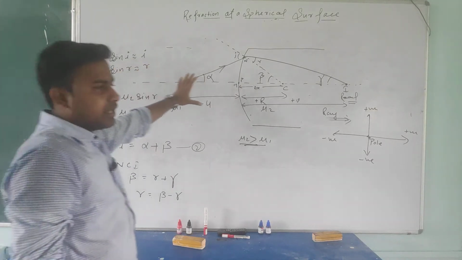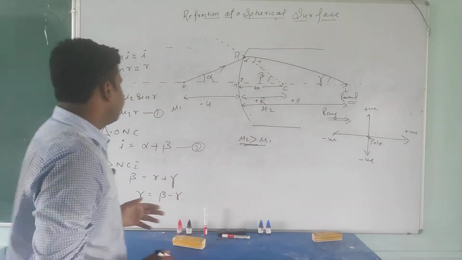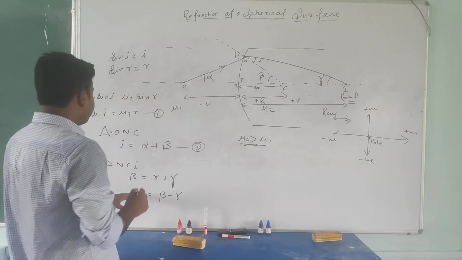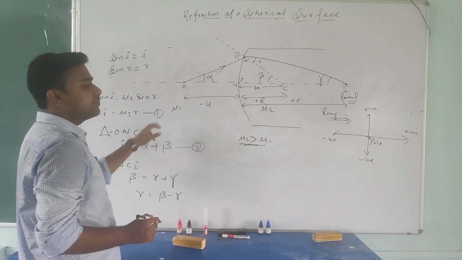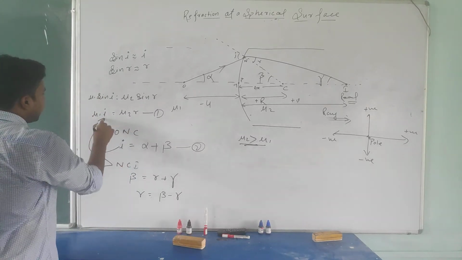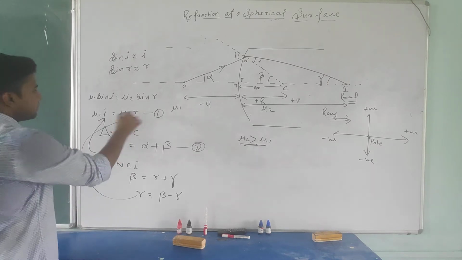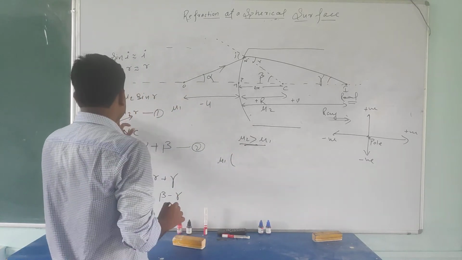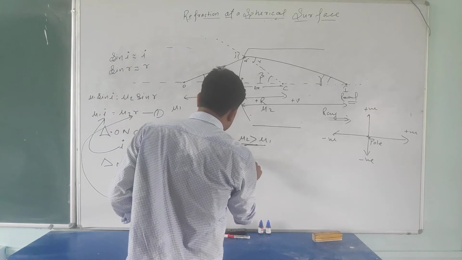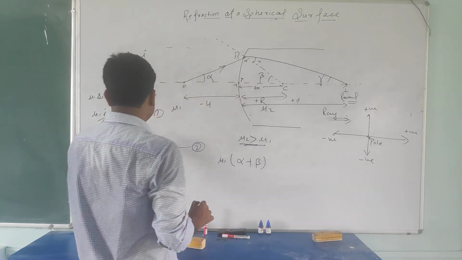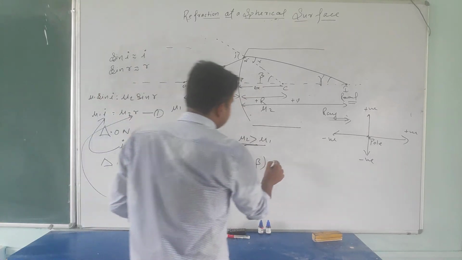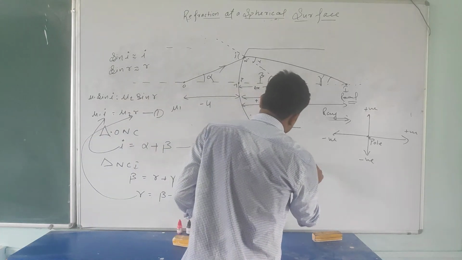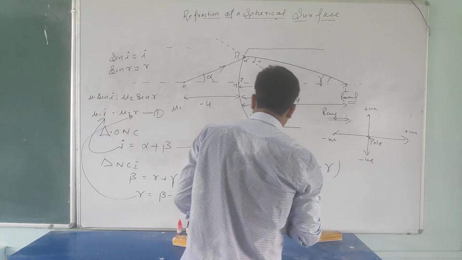Okay, what we are doing here, we are following the standard sign convention. Now student, we got this relation. We'll put the value of i and r in the first equation. If you put the value of i and r in this first equation, what you will get? Mu1 into (alpha plus beta) is equal to mu2 into (beta minus gamma).